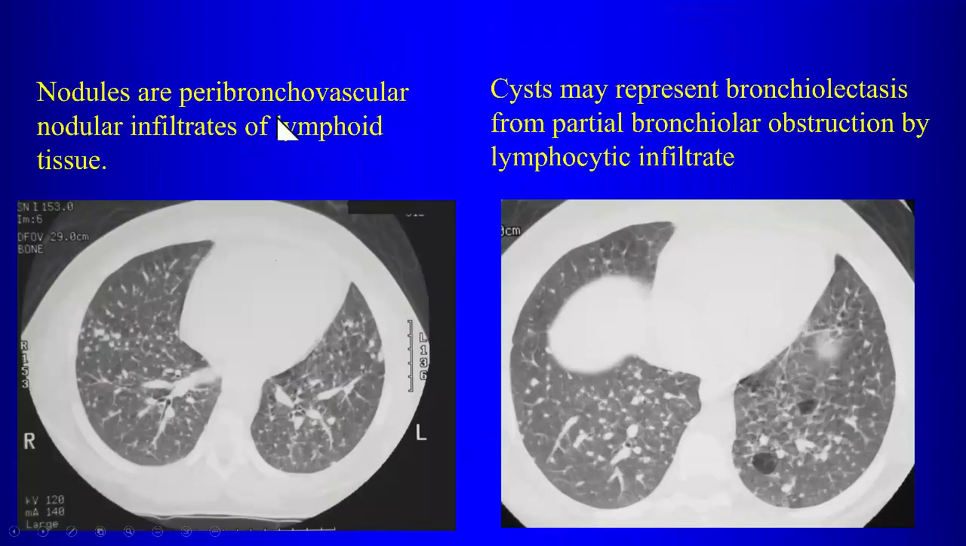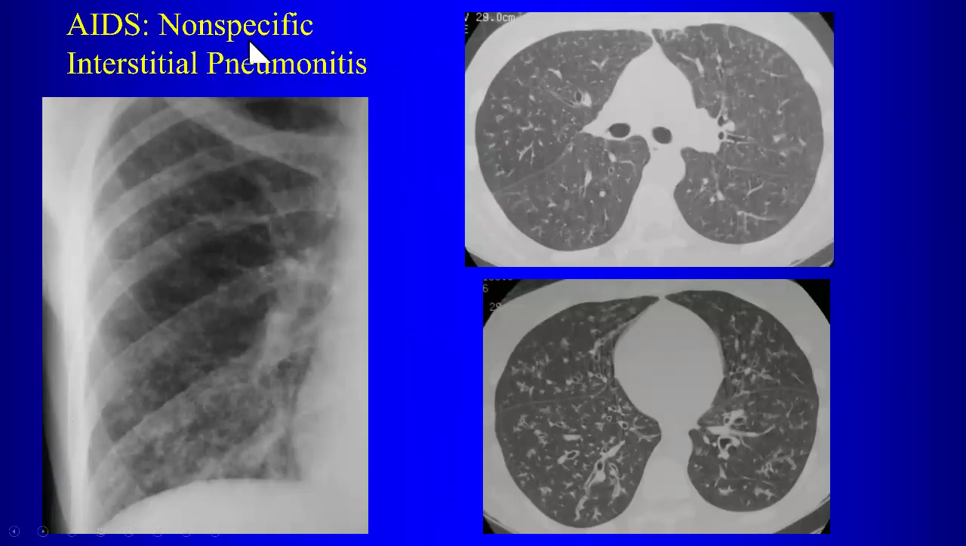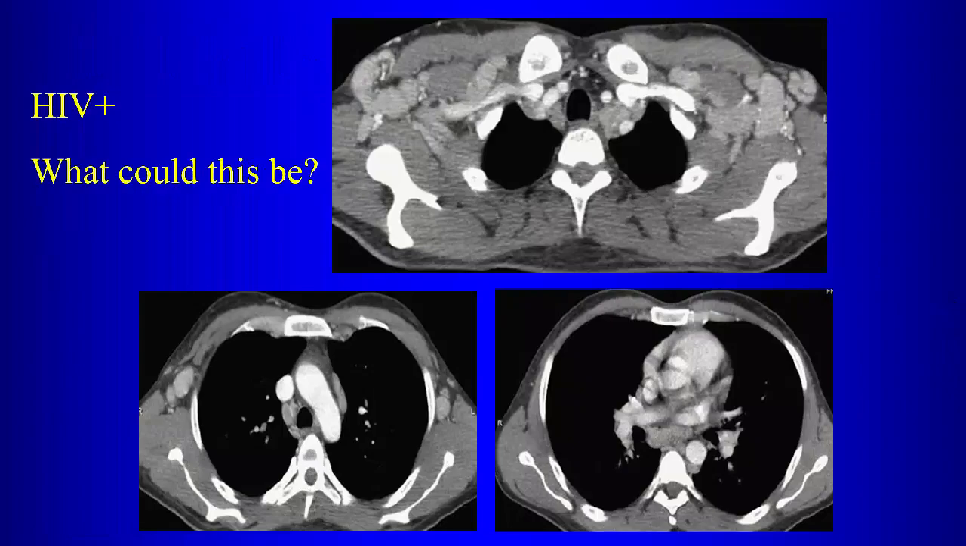So the nodules can also be peribronchial vascular. The cysts may represent bronchiolitis or air trapping as a result of bronchial obstruction from the infiltration of the interstitium around the airways. Now there are other lymphoproliferative disorders also, we won't get into those, but just keep LIP in the back of your mind when you're dealing with patients who are HIV positive. Here's an example of non-specific interstitial pneumonitis. You can have all kinds of these strange interstitial changes that these patients can get.